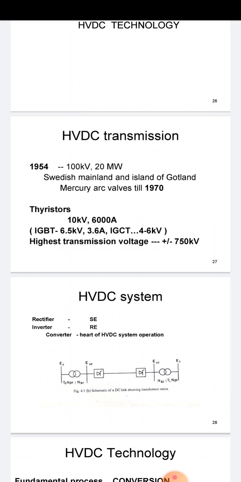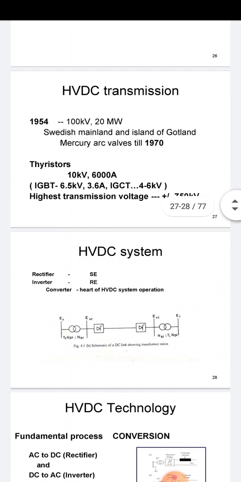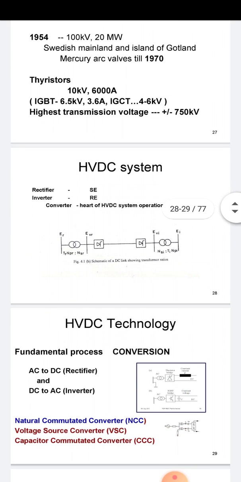Then the HVDC system, short term of HVDC system: SE in the sense sending end, RE in the sense receiving end. The sending end has a rectifier converter connected, and the receiving end side has an inverter connected. So both converters are the heart of HVDC system operation. HVDC system cannot operate without the help of a rectifier and an inverter. So both rectifier and inverter are a must to transmit HVDC power.